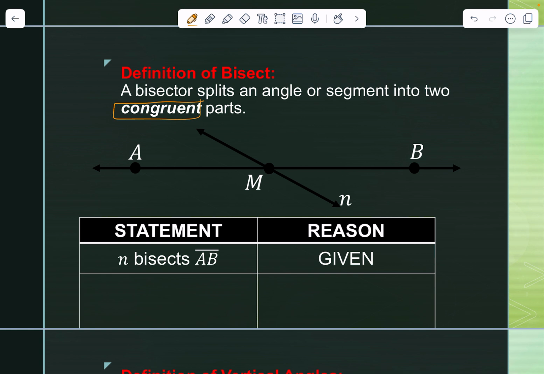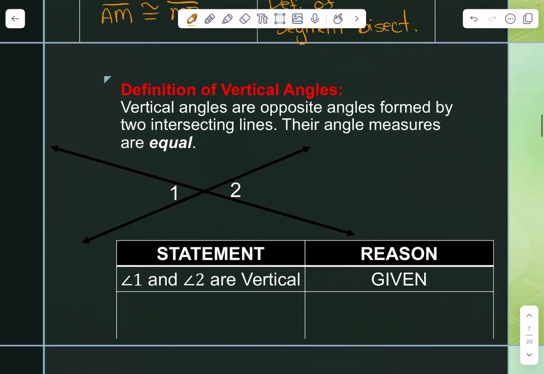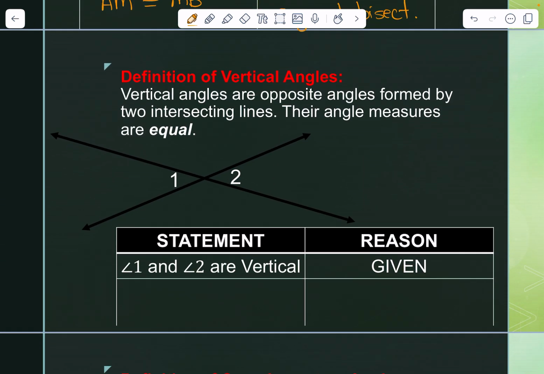Okay, we also have a segment bisector, same idea. A bisector splits an angle or segment into two congruent parts. So if N bisects AB, then what we know is AM, the segment, is congruent to MB, the segment. And that would be definition of segment bisector.